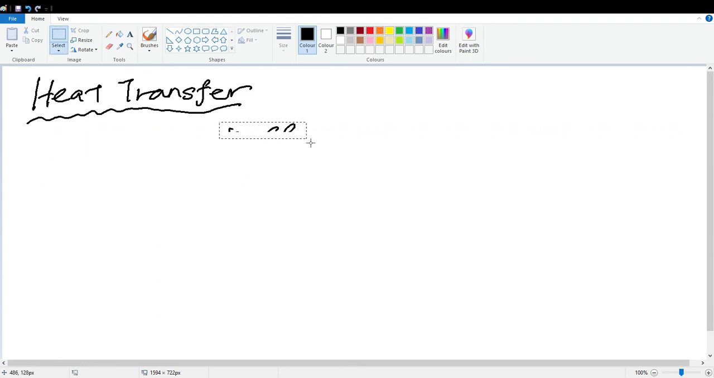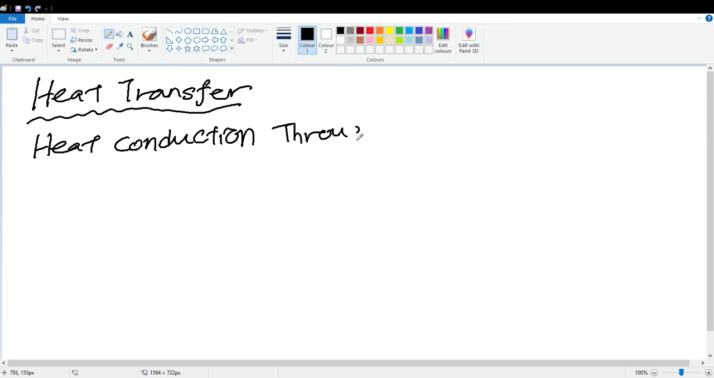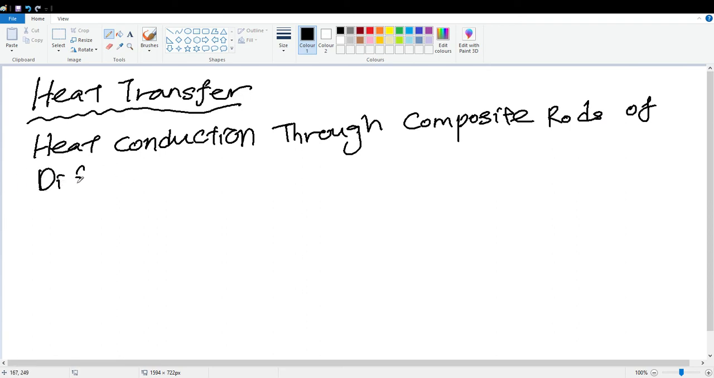Let's proceed to another subtopic, which is heat conduction through composite rods of different materials.